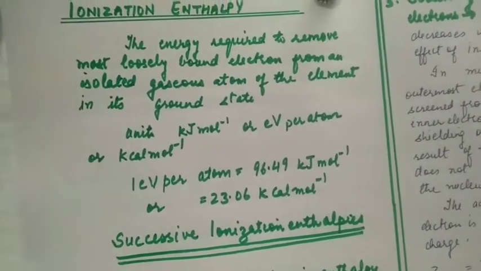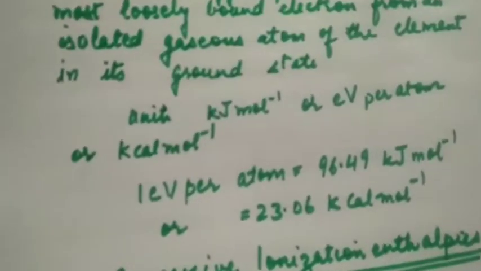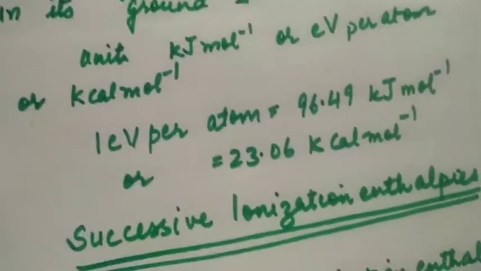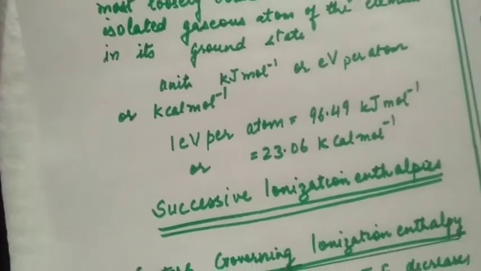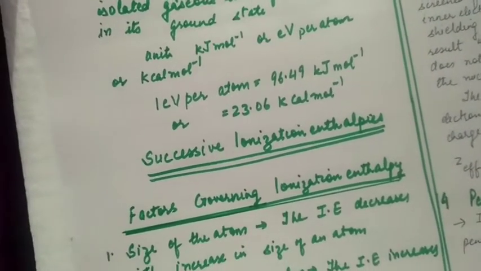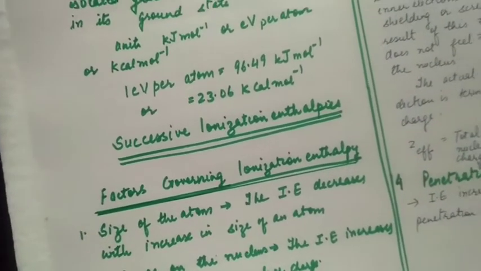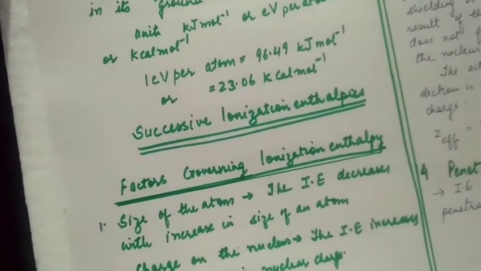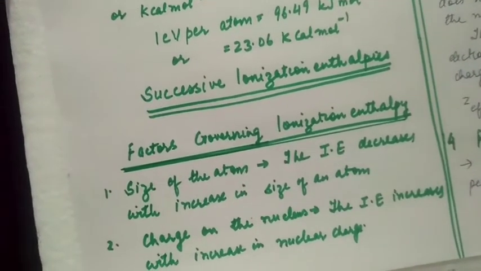Units are kilojoules per mole or electron volt per atom or kilocalorie per mole. The relation between electron volt is 1 electron volt per atom is 96.49 kilojoules per mole or 23.06 kilocalorie per mole.